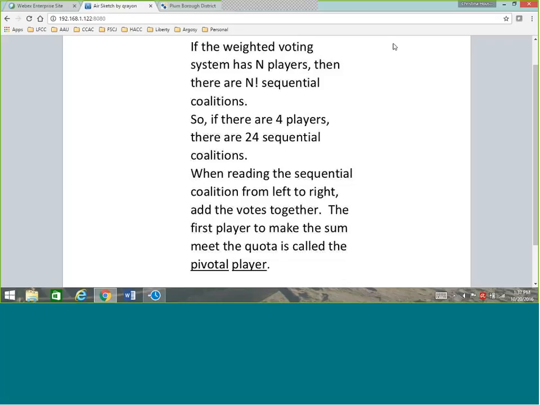So when we read a sequential coalition, you read from left to right and then add the votes as you go from left to right. And the first player to meet the quota is called the pivotal player. So in every sequential coalition, there can only be one pivotal player. And once you reach that pivotal player, we're going to underline it and then not add the rest.